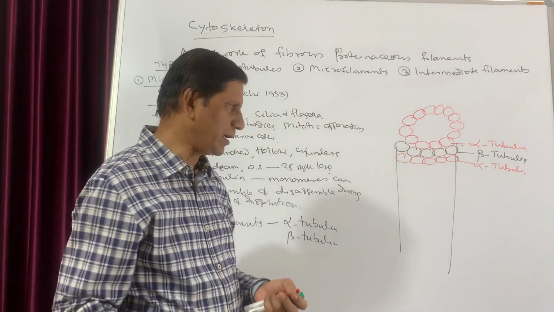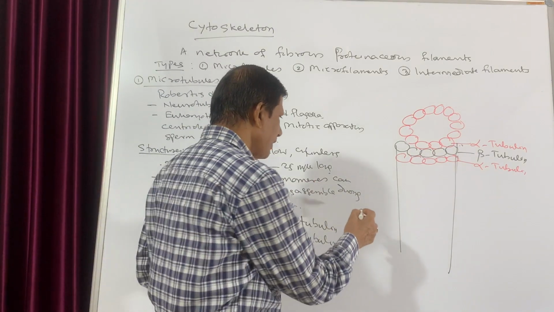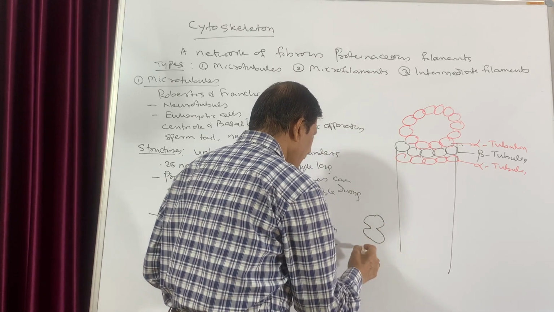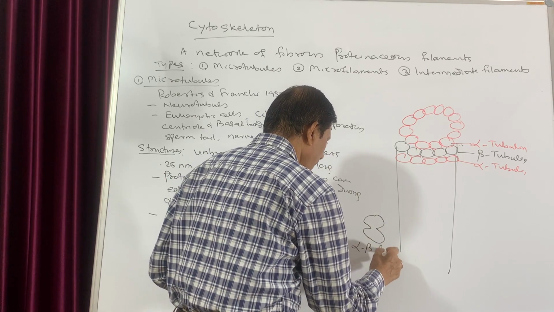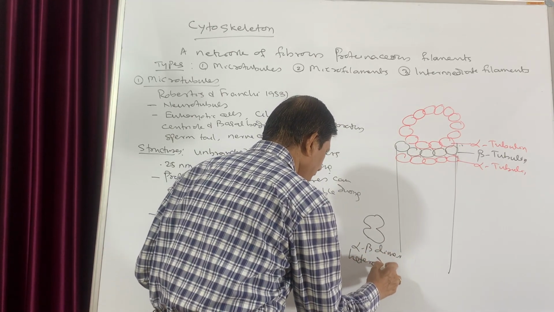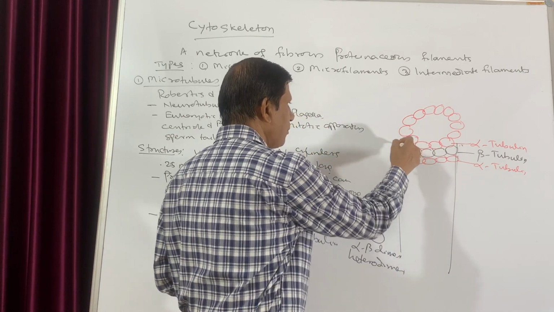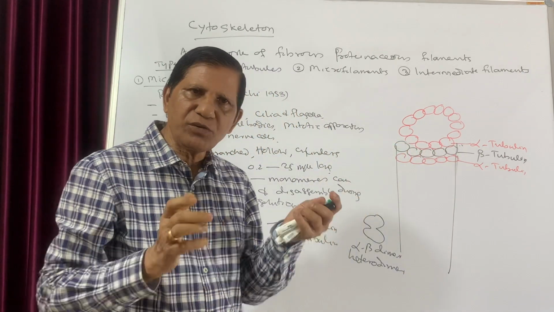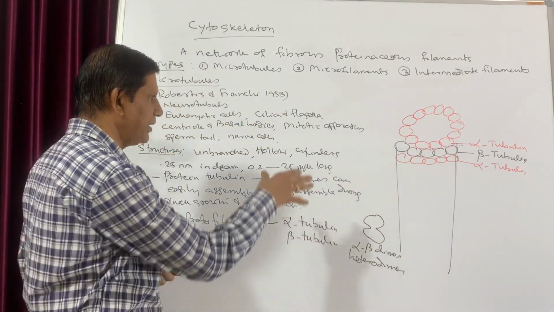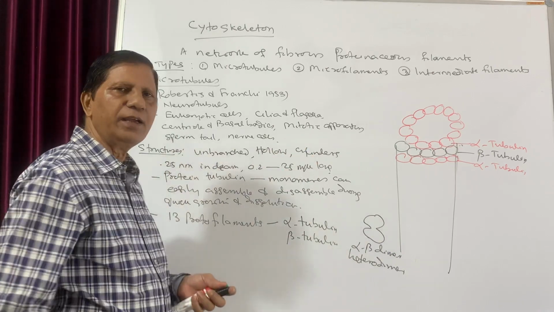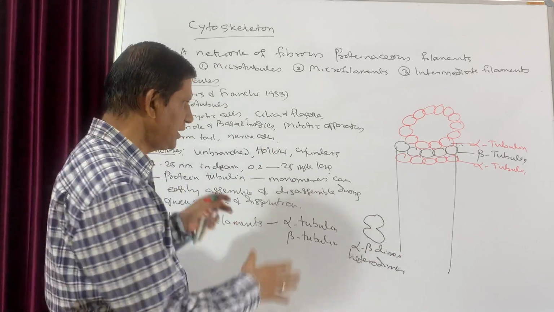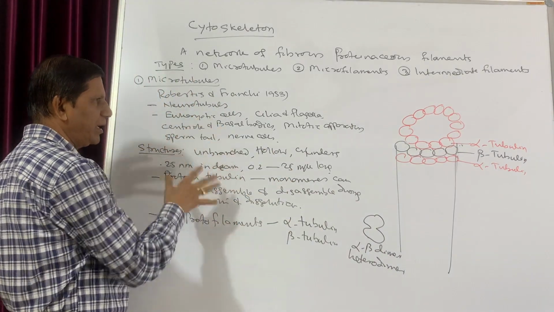Alpha beta are present alternately, and actually this alpha tubulin and beta tubulin form an alpha beta dimer. It is also known as a heterodimer. That means one alpha and one beta combine together to give rise to a dimer, and this is the structure of tubulin. While alpha beta are present alternately in a helical manner and give rise to a cylinder. So this is the structure, and where they are present.